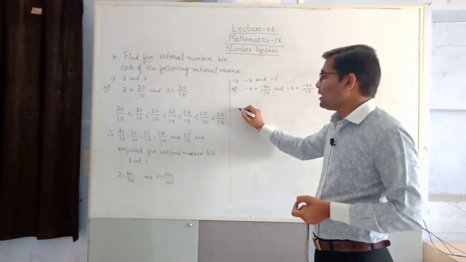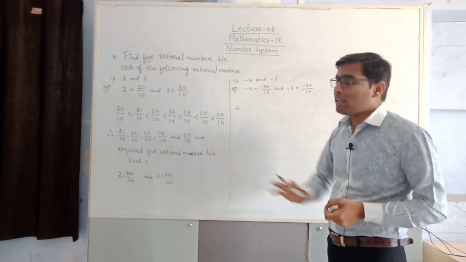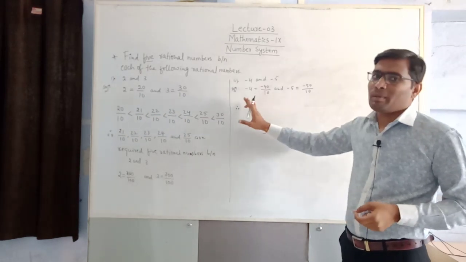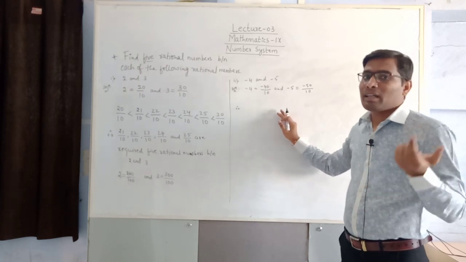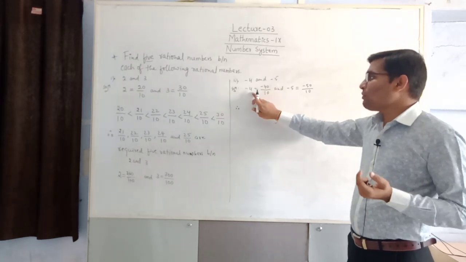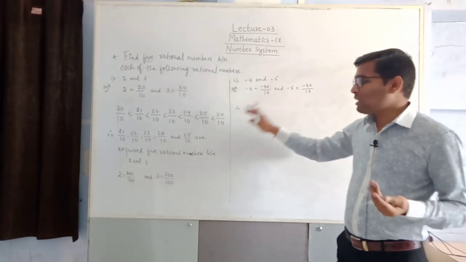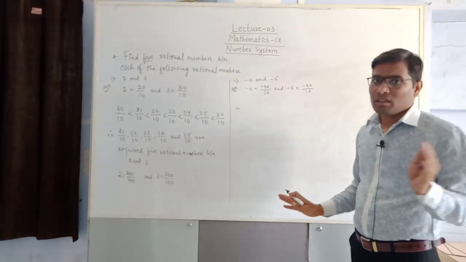I will write the solution directly instead of writing in ascending and descending order. These kinds of problems will be asked for 1 mark. So you can directly write the answer; converting into p by q form is very important. After converting them, we can directly write the concluding statement. This is enough.